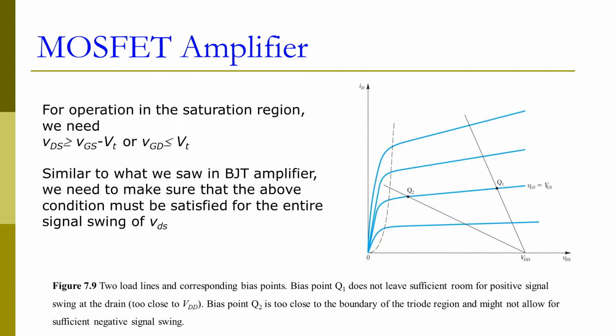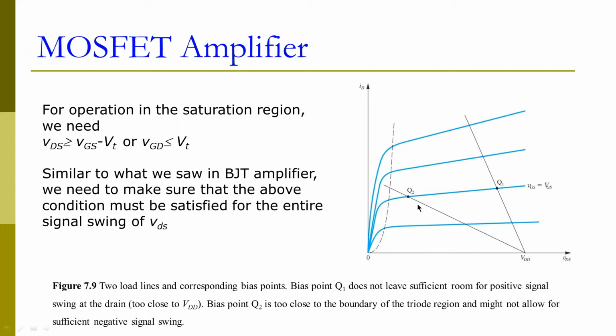In order to make the transistor operate in the saturation region, we need this condition here. So this VDS must be larger than or equal to VGS minus VT, or equivalently, VGD is less than or equal to VT. Similarly to what we have observed in the BJT amplifier, we need to make sure the above condition is satisfied for the entire signal swing. That means the Q point has to be somewhere in the middle, which will provide some symmetric maximum swing on the signal.